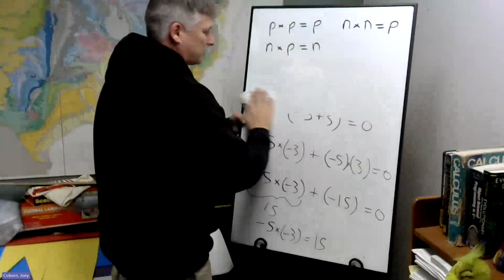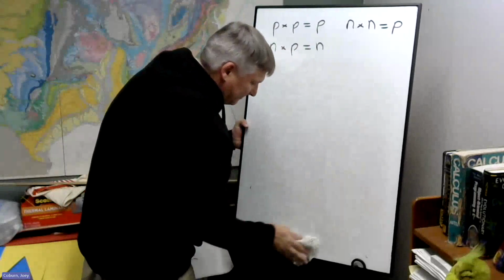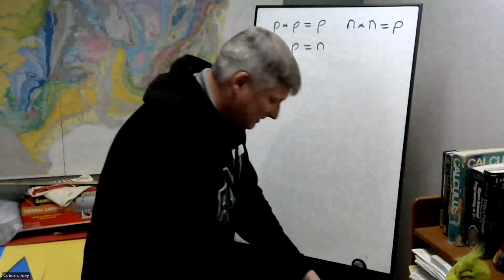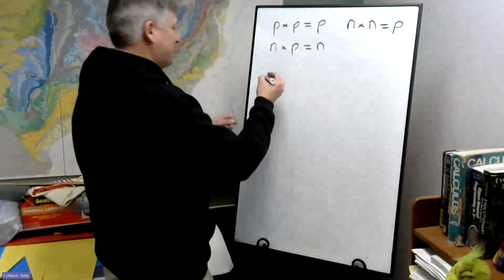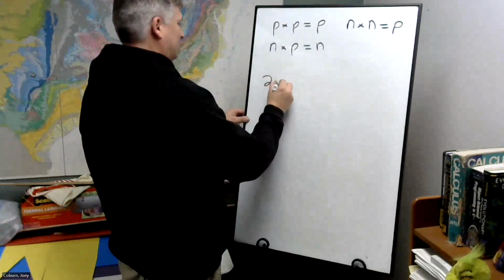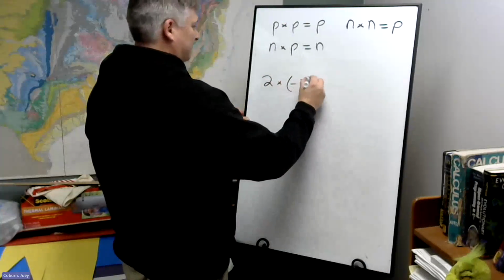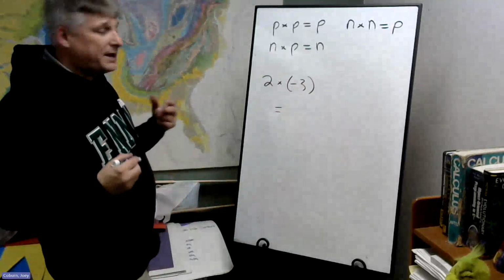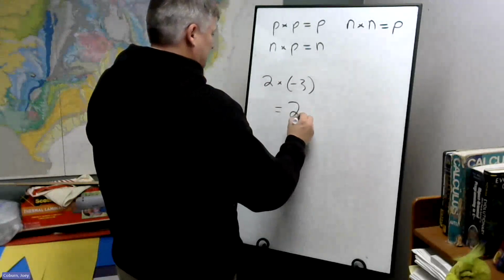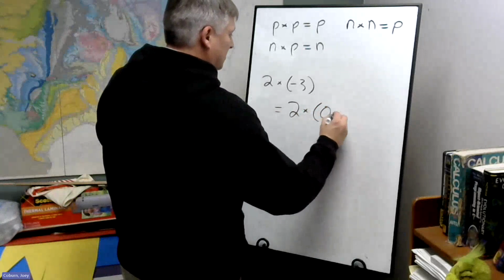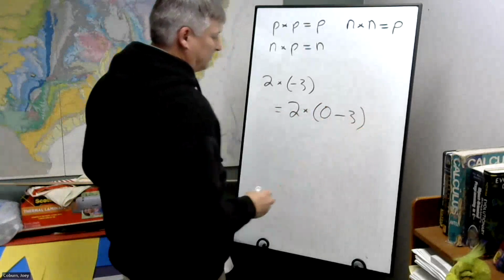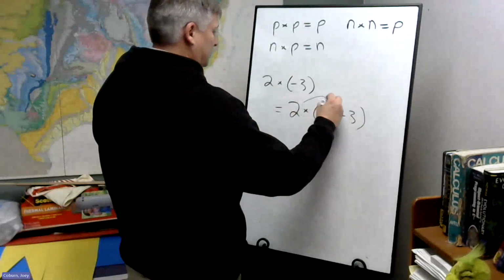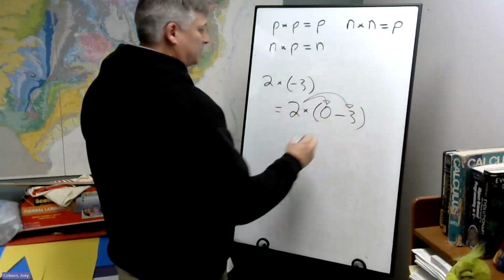Well, there's one more you want to try to figure out. Positive times negative. So suppose we have this. 2 times negative 3. Well, we can call this 2 times 0 minus 3. Now we can distribute this too. This will go to the 0, and this will go to the 3.